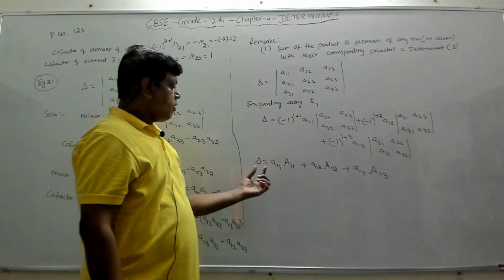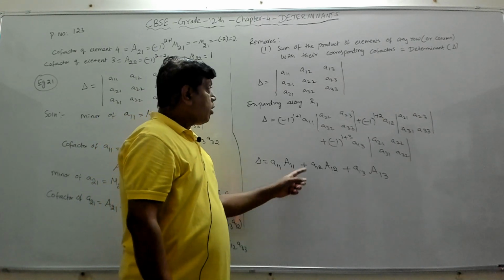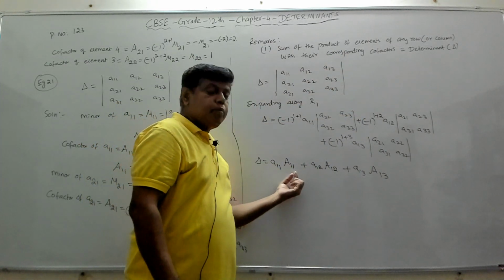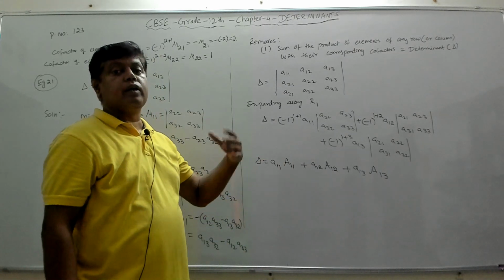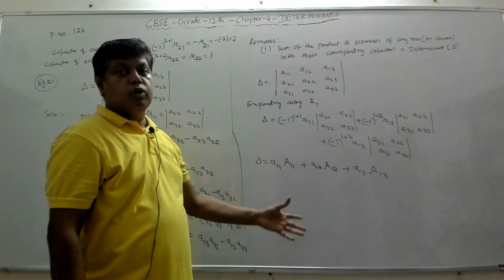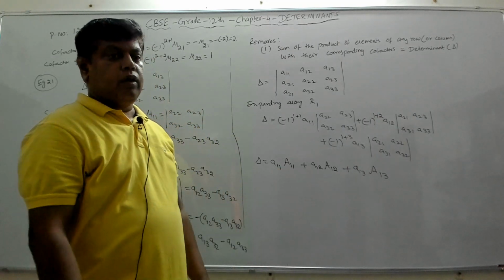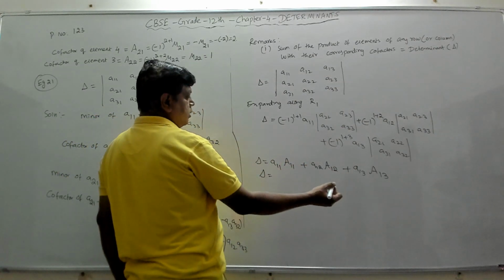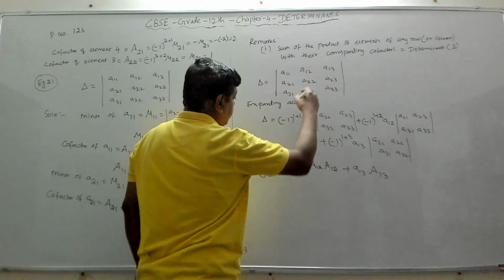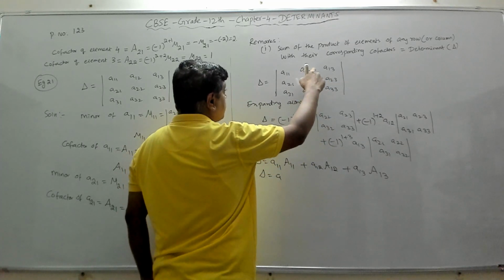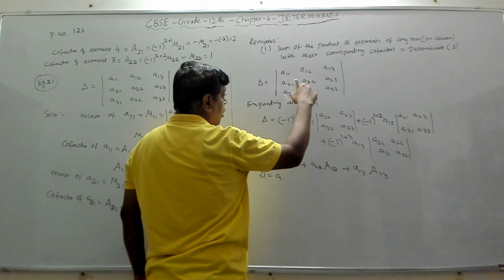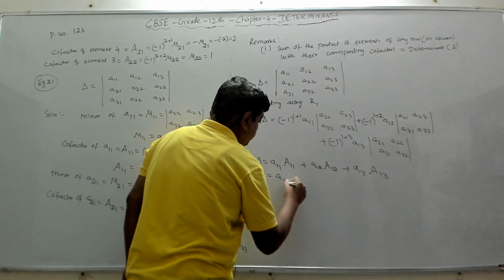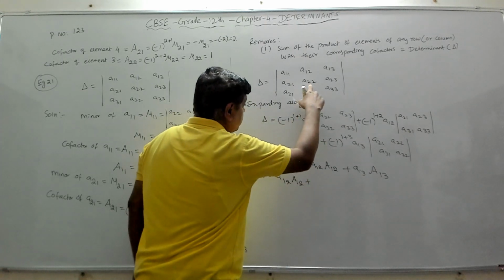So what we have got is that the determinant delta is equal to the sum of the product of any row with their corresponding cofactors. If you multiply the elements of any row or any column with their corresponding cofactors, you will get the value of the determinant. That's what this remark 1 says. It is also the same if you take any other column. Suppose I take the second column: the sum of the product of the elements in column 2 with their corresponding cofactors will be equal to the value of the determinant, which means A12 into capital A12 plus A22.